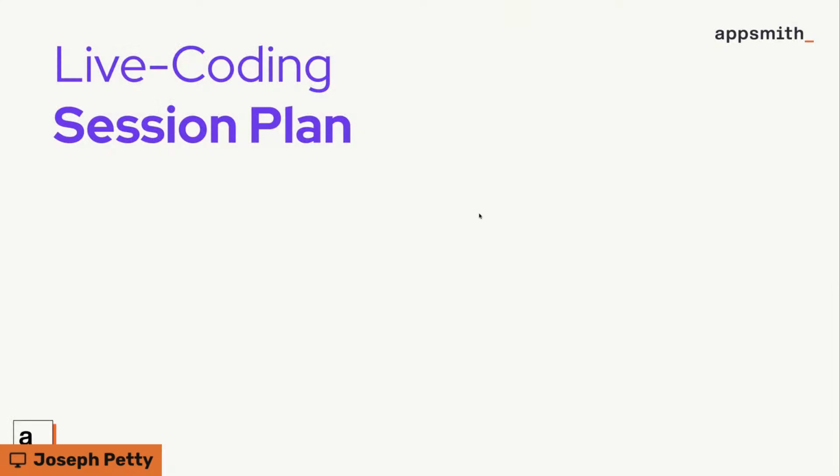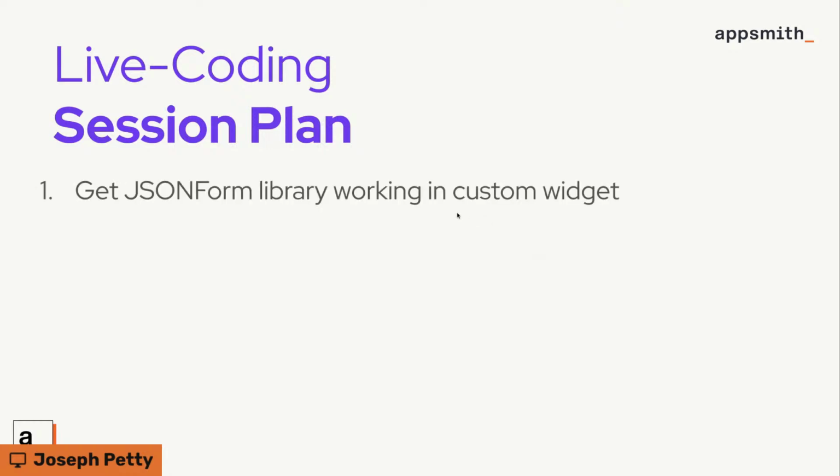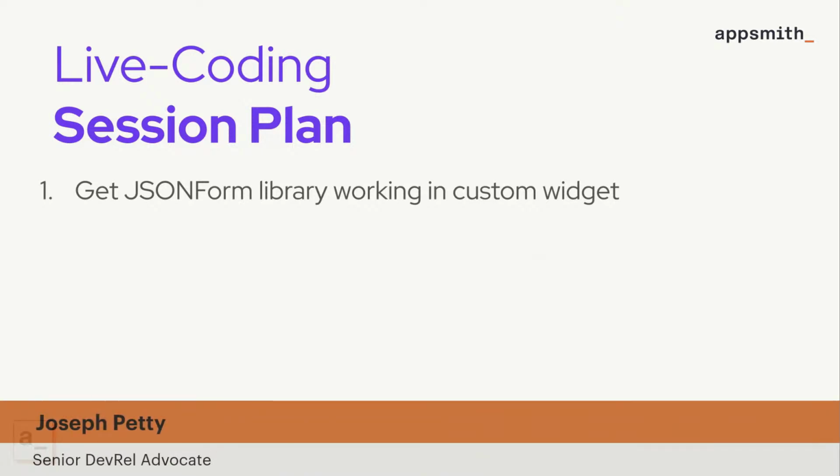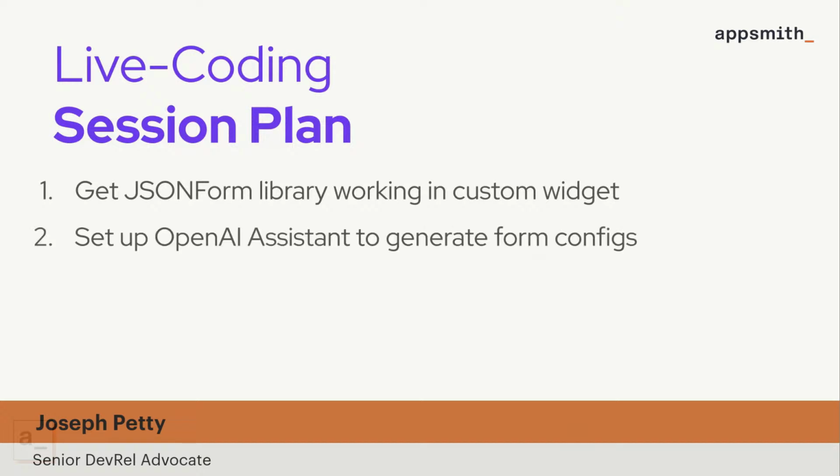So like I said, I want to walk through the steps involved because there's so much going on, and I'm going to be bouncing around, and I think it'll make sense looking at it this way first. So the first thing we're going to do is get the JSONForm library working in a custom widget. That's not anything AI related yet. It's just how you use a custom widget and this particular library, JSONForm.